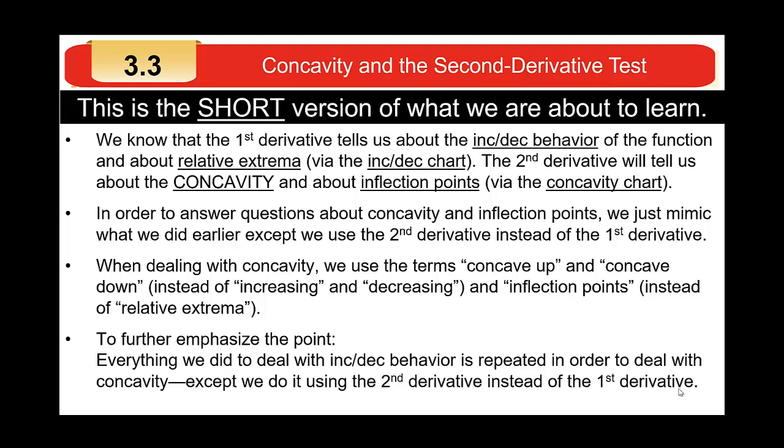And lastly, and just to make this point even more emphatically, everything we did to deal with the increasing-decreasing behavior earlier is repeated to deal with the concavity, the term I haven't really defined yet, except we do it with the second derivative instead of the first derivative. So my point being, this should all look very familiar. We're taking the tools that we learned earlier and applying them to the second derivative instead of the first derivative. Having said that, let's just move forward.